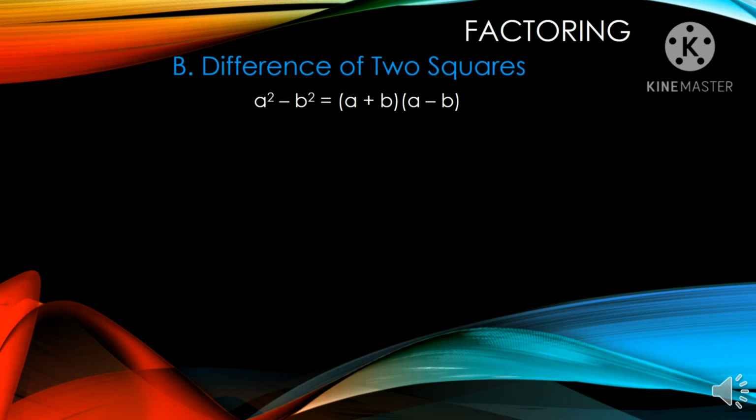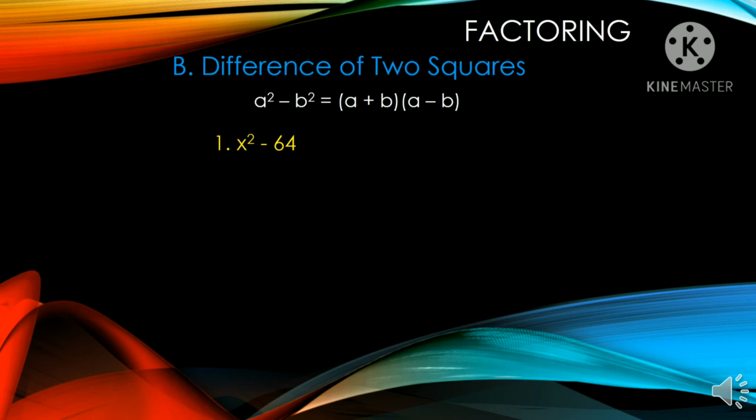Pero kung plus ang nandiyan, that is a square plus b square, hindi siya magiging a plus b times a minus b. Okay, number 1, x square minus 64. So minus or subtraction yung operation. That's the first requirement. Then, tignan natin kung perfect squares yung dalawa.